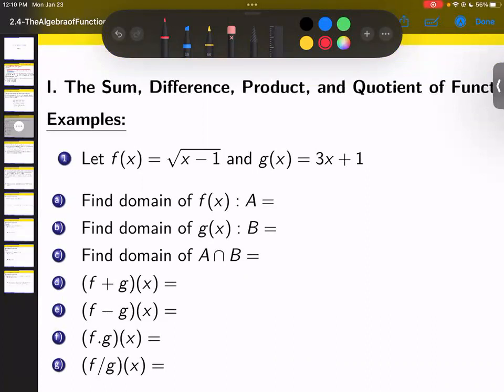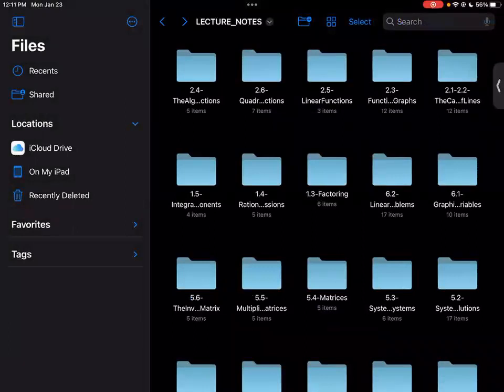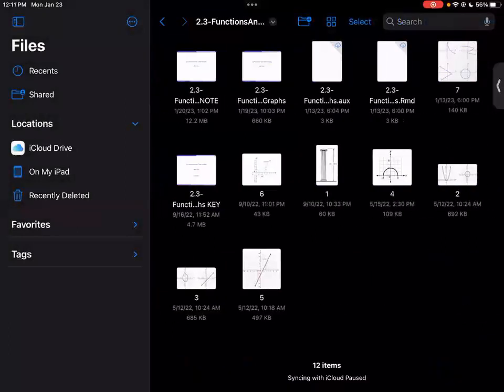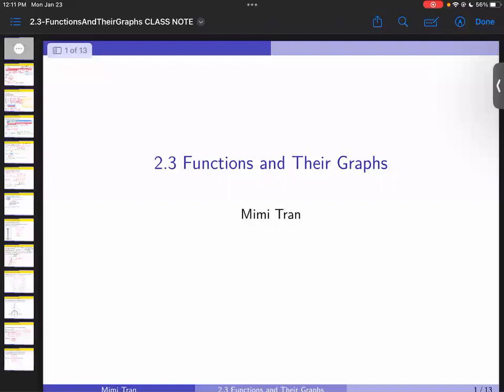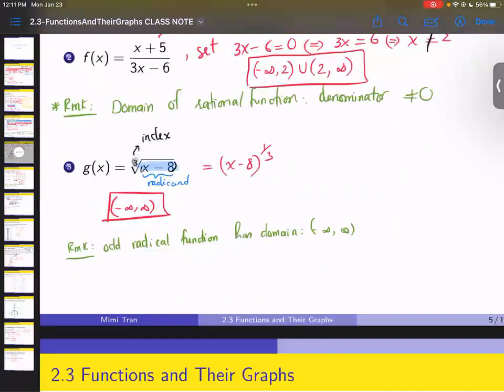Ooh, we did this last time. The domain of the even radical. And it's on the top, right? Can someone remind me what it is? Do you remember? Let me go back. Go back to 2.3. The domain of the... no, that's odd. Right here.